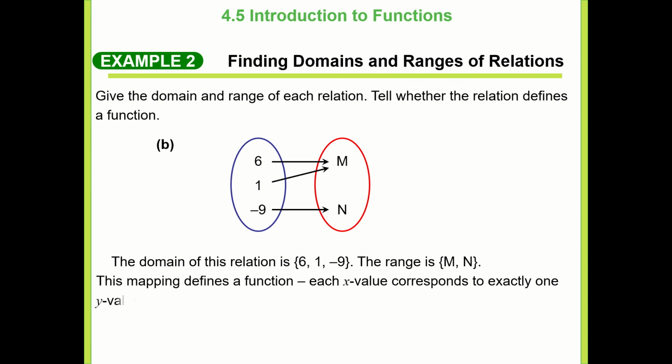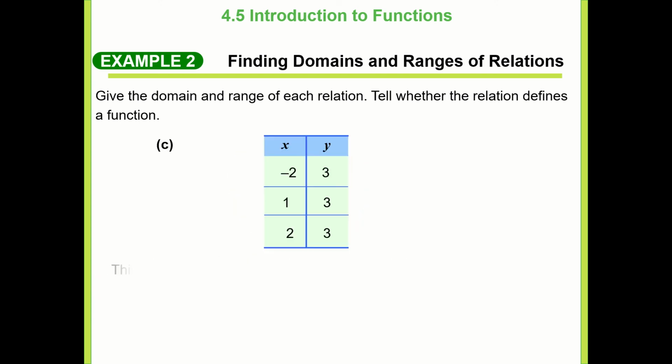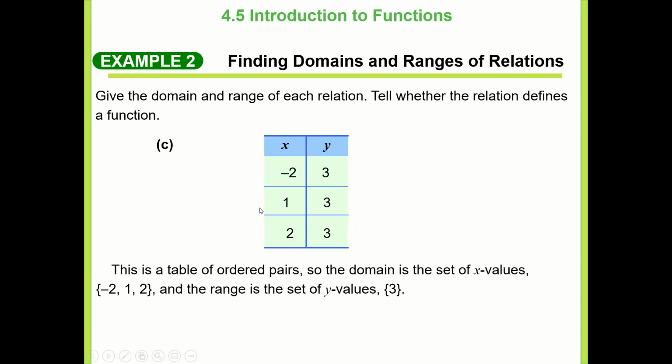So let me continue from here. Now, let us define it here. What is the range in this relation? These are the domain. The X values are the domain, okay? The set -2, 1, 2 is the domain. And what is the range? Only 3, only one element.